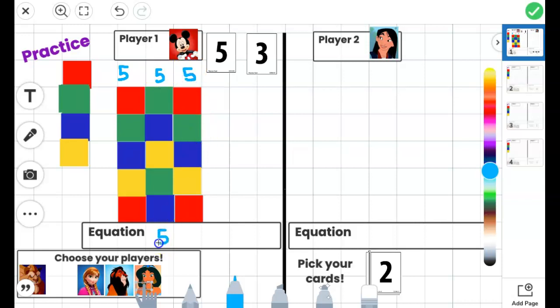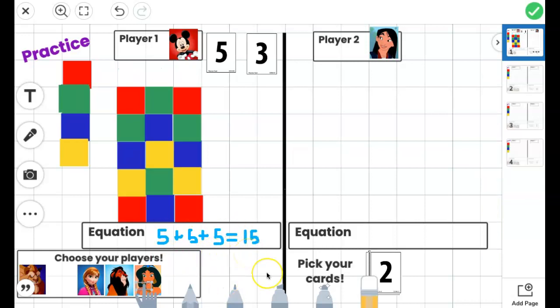I can write the equation 5 plus 5 plus 5 equals 15. Show a connection if you wrote this equation. All right, let's erase our boards and we'll play for player 2.